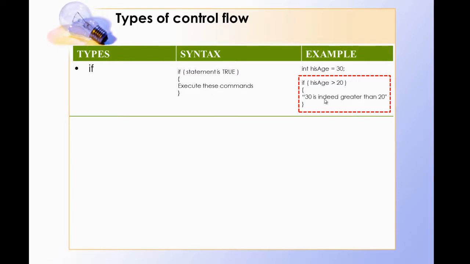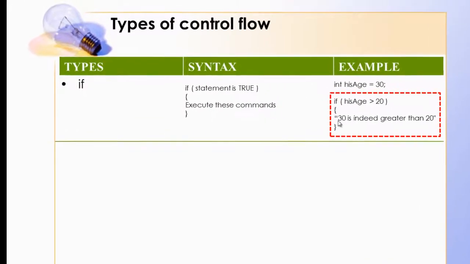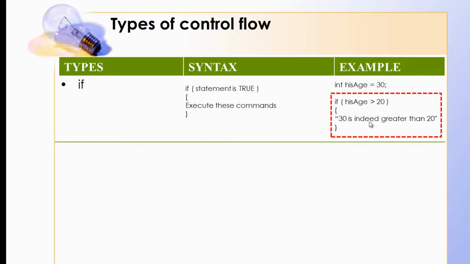From this example, you can clearly see that your program will enter this line of code. Why? Because his age was initialized to be 30 from the very top, so 30 is of course greater than 20, so that's true. If it's true, it will enter this block of code.